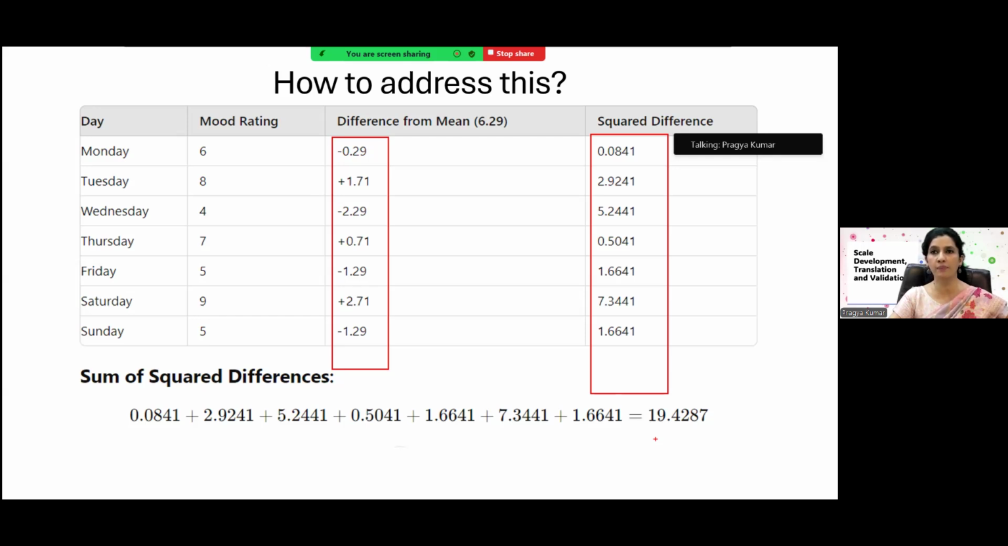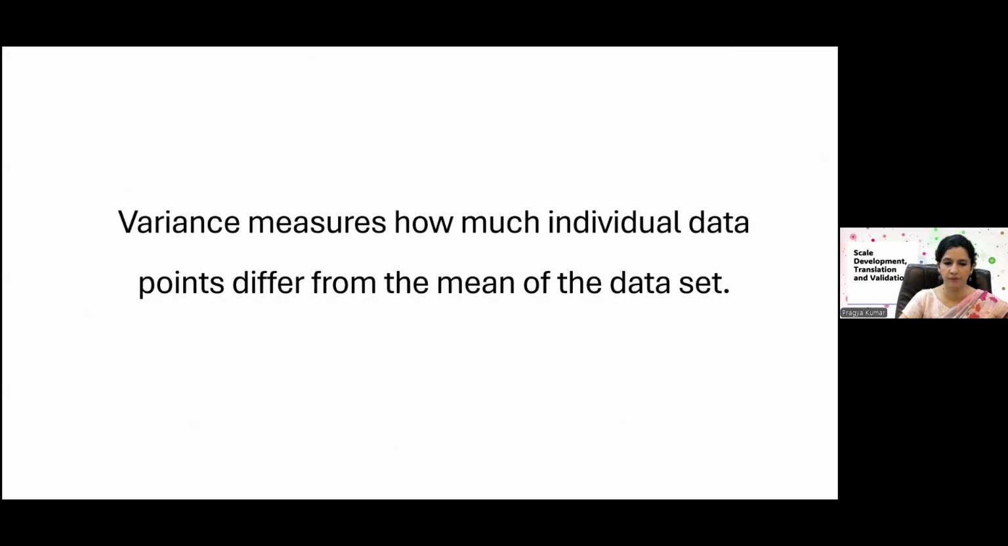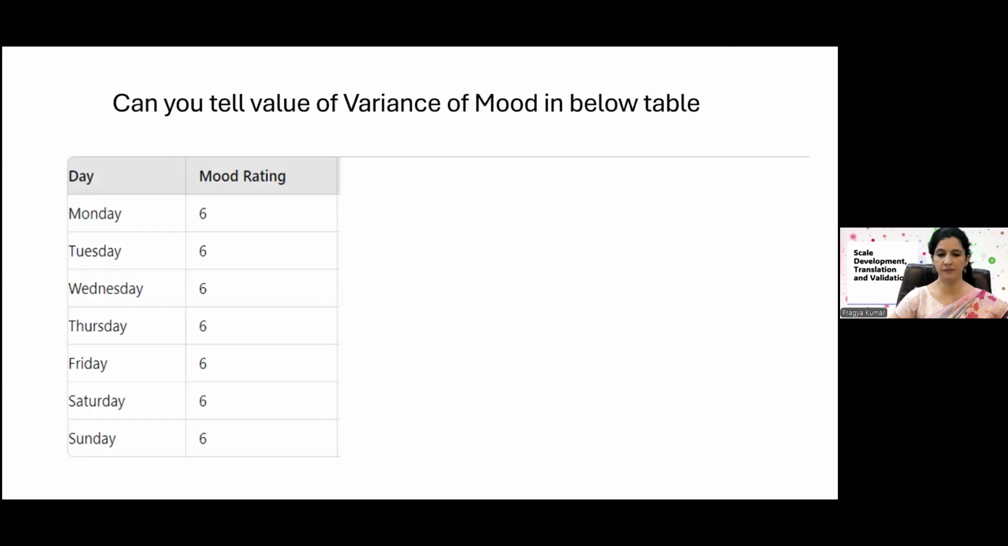Have you understood up till this point what is a variance? It is the individual distance from the mean. When you square and add it, the sum of squared differences is known as the variance. Right? Now, let's see another example. Variance basically measures how much individual data points differ from the mean of the data set. That's the basic definition of variance. So now, can you tell the value of variance of mood in this table?